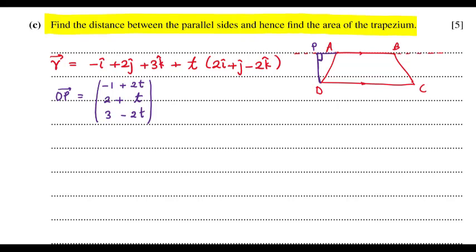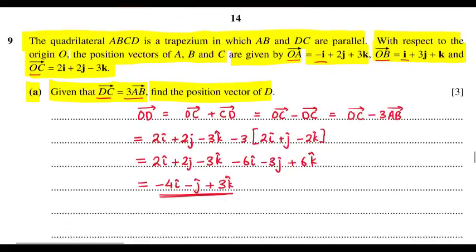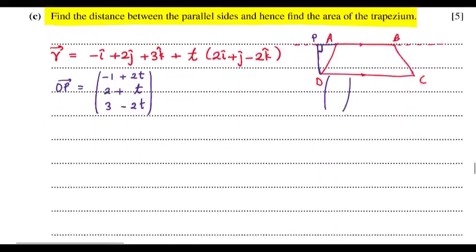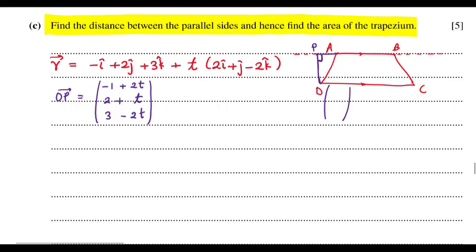And we had the AB vector. We know the OP vector, and the position vector of D we have from the first part, and it was (-4, -1, 3). So we can calculate the PD vector now.